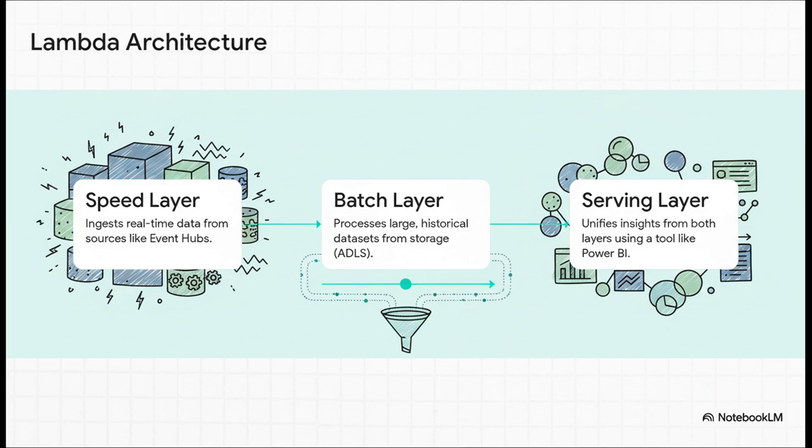And finally, the serving layer. This is where the magic happens. It brings it all together, unifying the insights from both the fast lane and the scenic route to give you a complete, up-to-the-minute picture of your world.